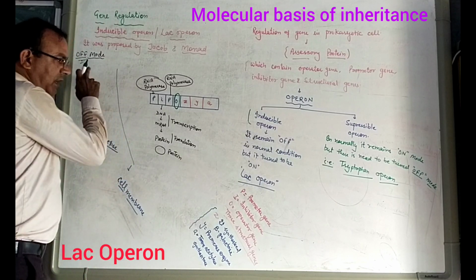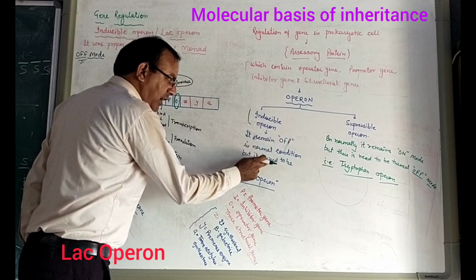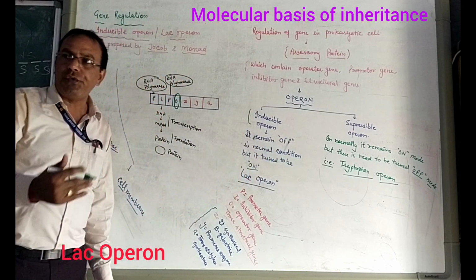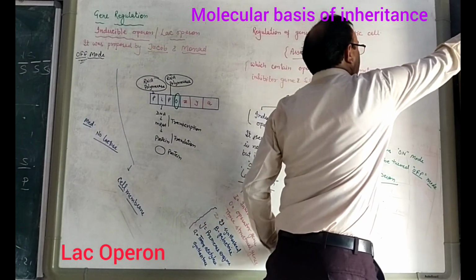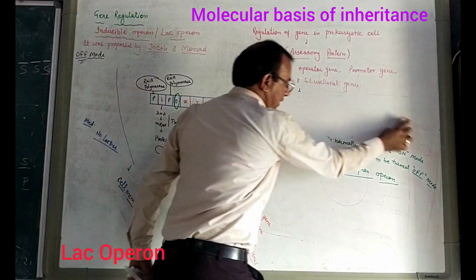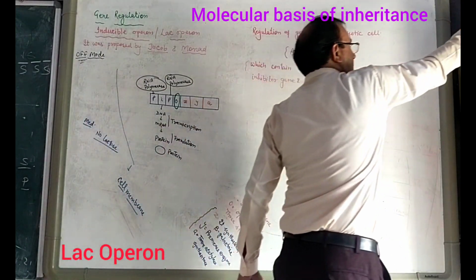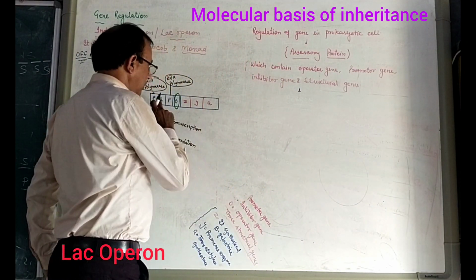We know that normally it remains in off mode. We need to turn it on. How can we change it to on mode? We need to change it to on mode if the cell membrane has lactose inside or outside.